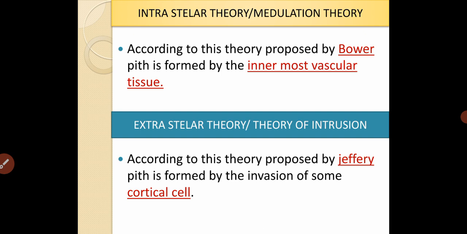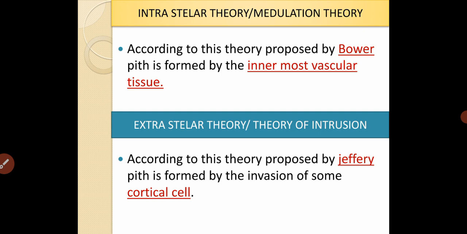Intrastelar theory or medullation theory. According to this theory proposed by Bower, pith is formed by the innermost vascular tissues. Extrastelar theory, theory of intrusion. According to this theory proposed by Jeffrey, pith is formed by the invasion of some cortical cells.